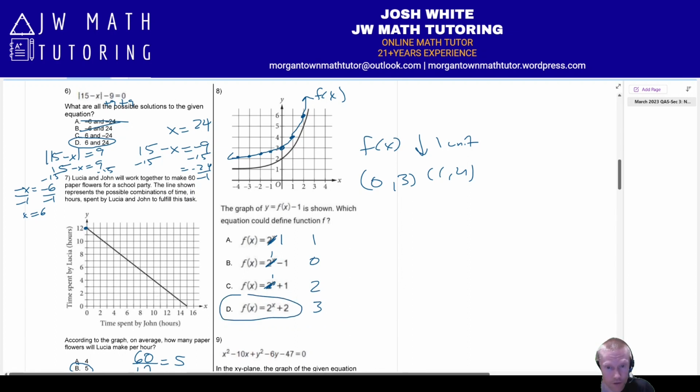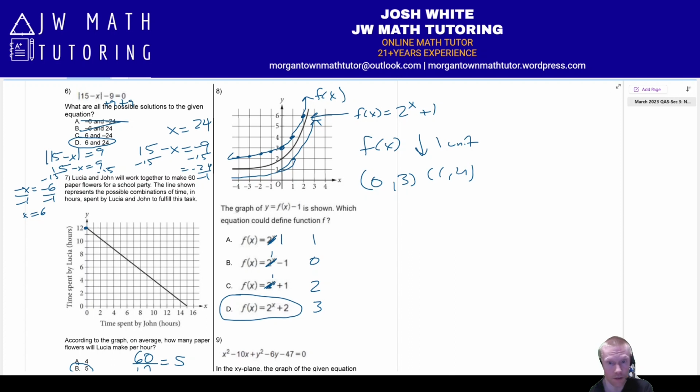Now, if you're pretty familiar with exponential functions, you might recognize that this actual function graph right here is 2 to the x plus 1. In other words, 2 to the x will go through 0, 1 and 1, 2 right here. This function is shifted up 1 unit from that.